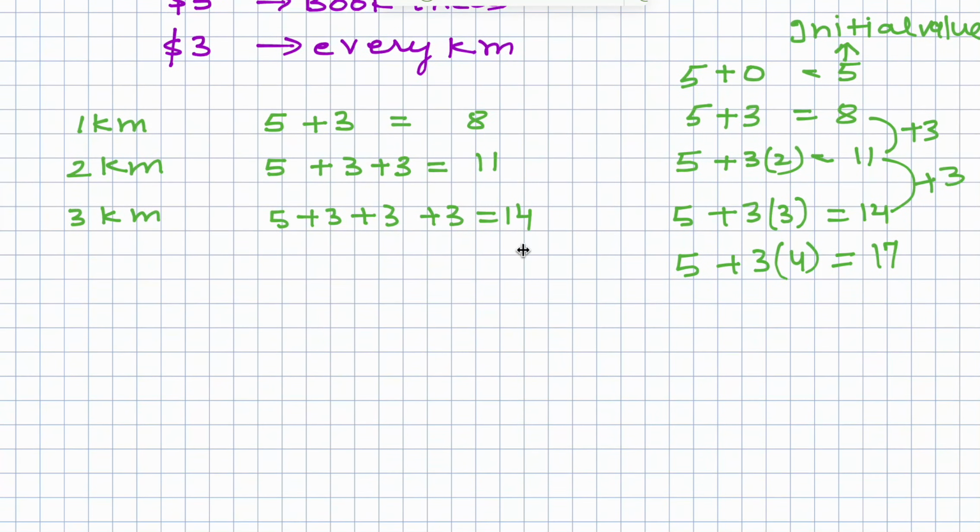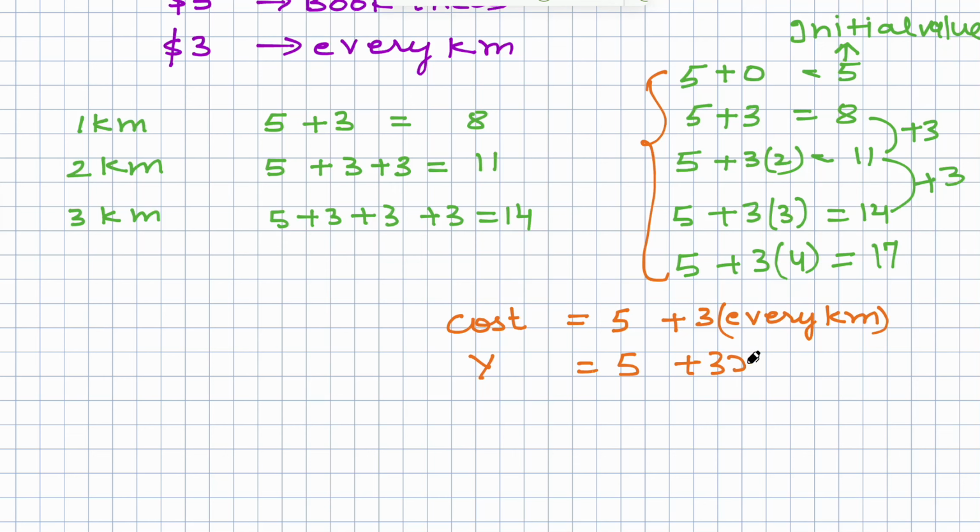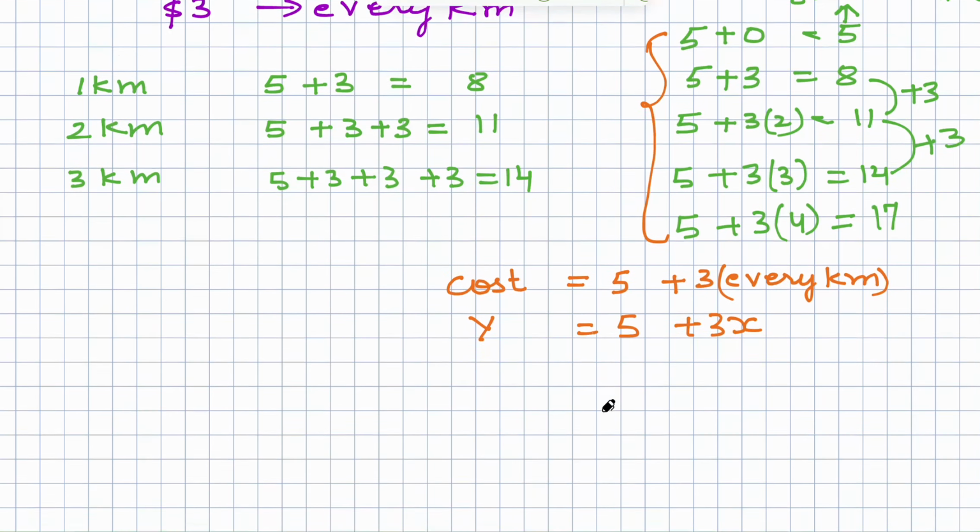Now let's come to math, where we are going to write an equation for this. So actually cost is this fixed price plus $3 for every kilometer. This is what the situation is. If I just draw the conclusion from this one, the situation is actually cost is equal to 5 plus 3 every kilometer. So let's say cost is y is equal to 5 plus 3x, and x represents the kilometer, right? So it's a linear equation.